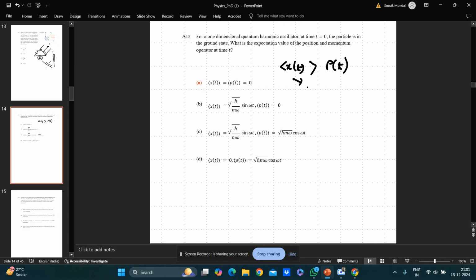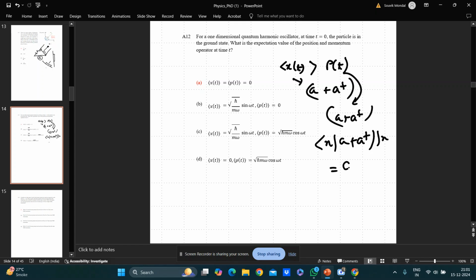The xt is also some combination of a and a dagger, and p is also some combination of a and a dagger. If you take the average between any states of a and a dagger with the same state, then it will always be zero. Now let me tell you the exact form of xt.